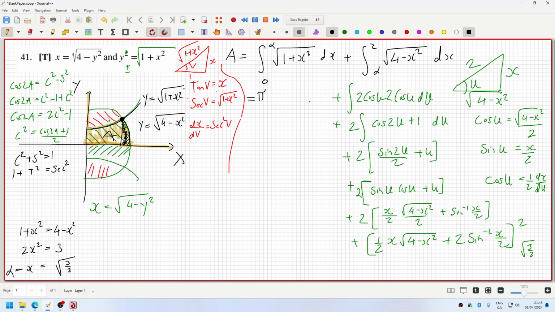Oh, but we don't know this red piece, do we? We don't know this red piece.